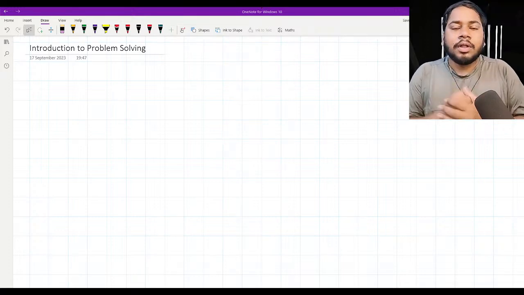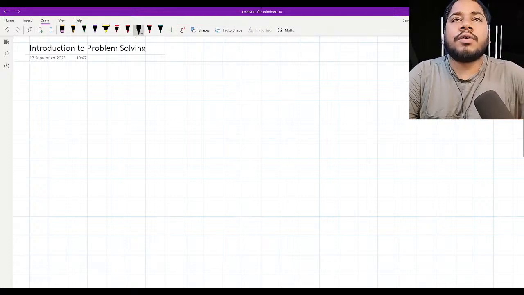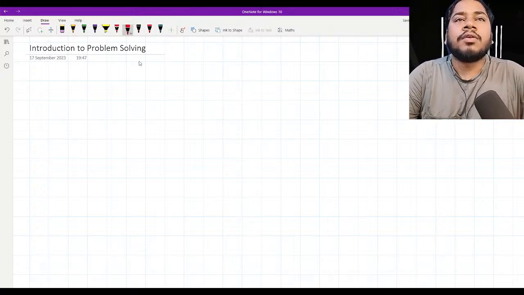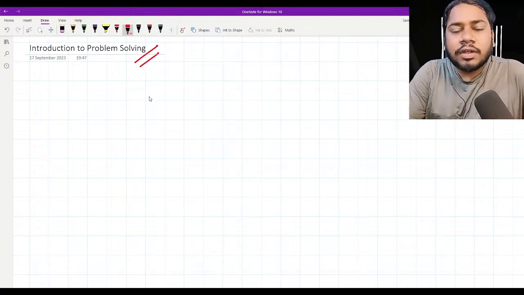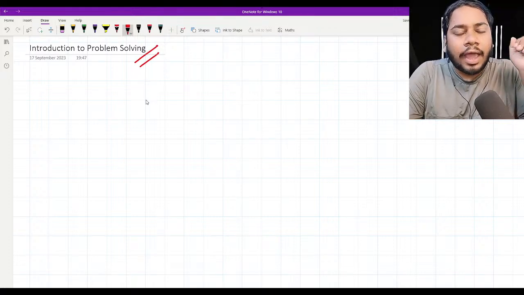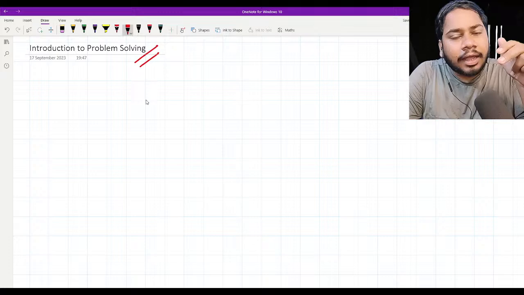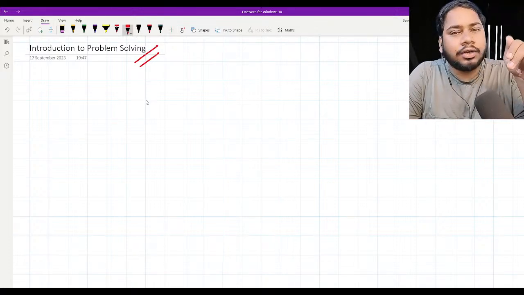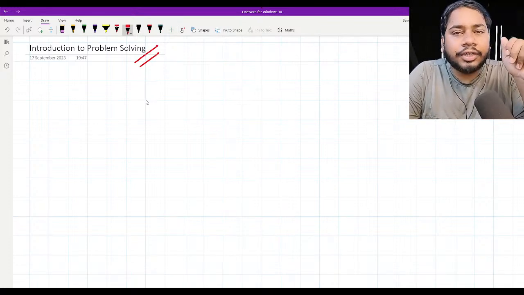So let's start with today's session. We are going to start an introduction to problem solving. In the previous classes, we have done many LeetCode problems, but at that time we were not considering the efficiency of the solutions.